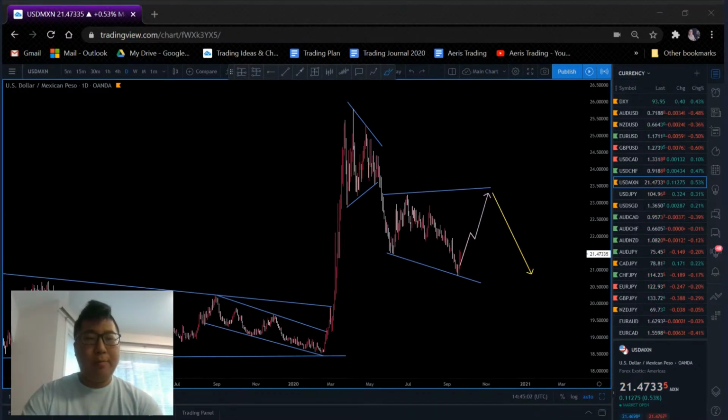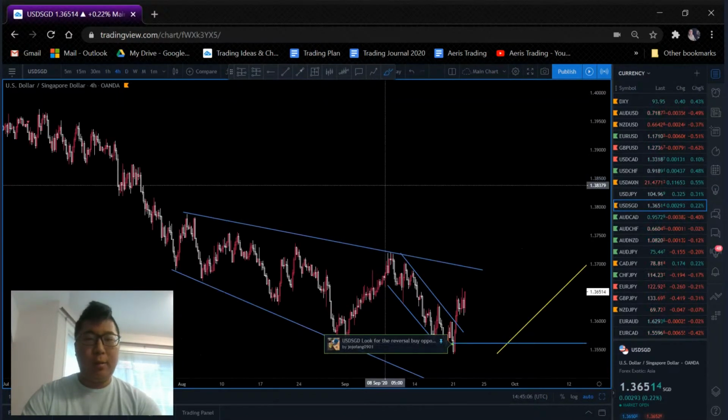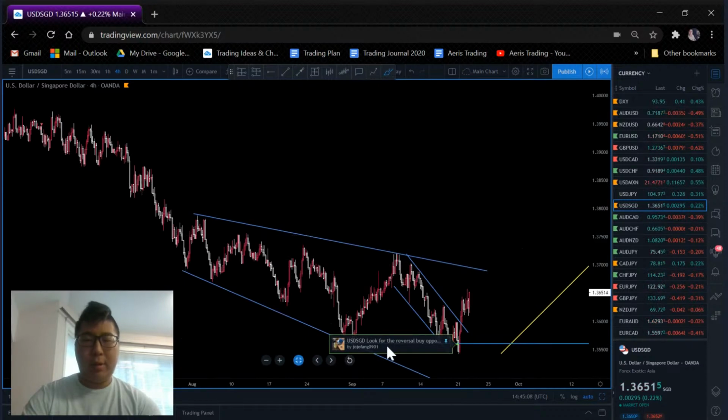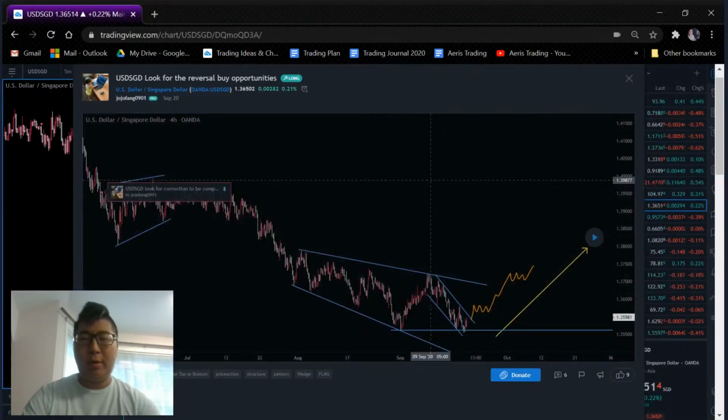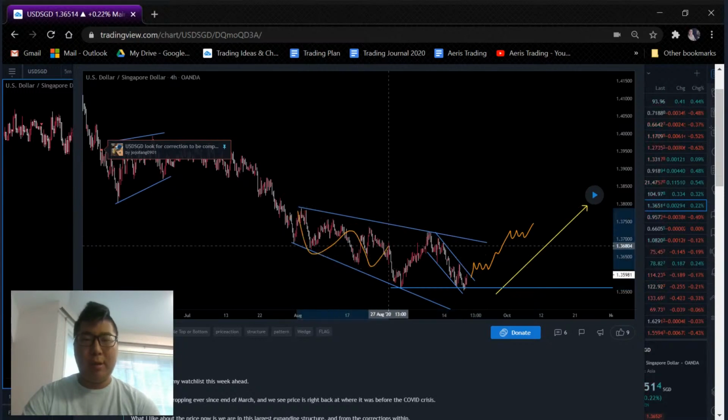So continue on. Dollar Singapore dollar. Looking at the intradays, the intraday is pretty clean as well. It looks pretty clean, like dollar peso. We're in this kind of expanding channel. You could call this a descending channel as well.